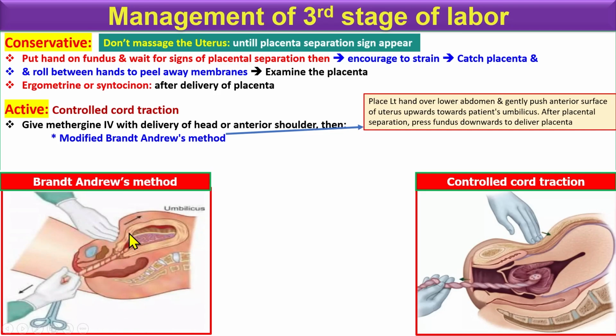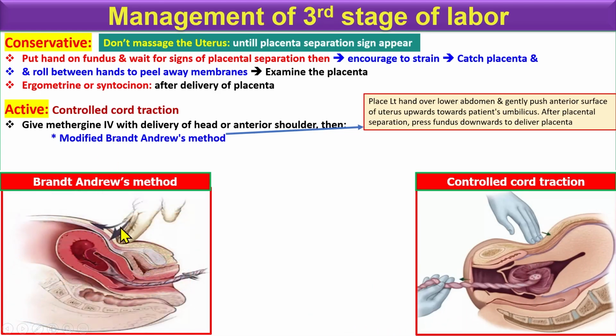We apply pressure on the lower abdomen and gently push the anterior surface of the uterus toward the patient's umbilicus. After the placenta separates, we press the fundus downward and take the placenta out. Here you can also see we are just pushing the anterior border of the uterus to separate the placenta. After separation of the placenta, we press the fundus downward to deliver it.